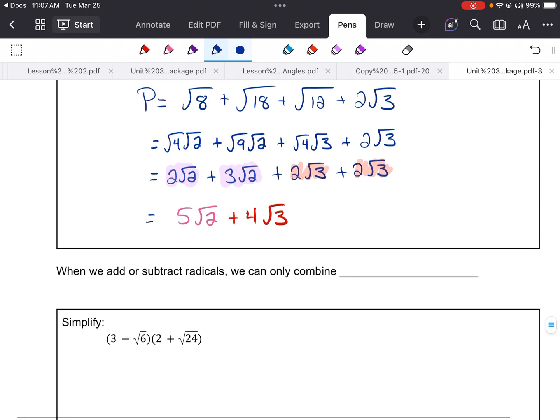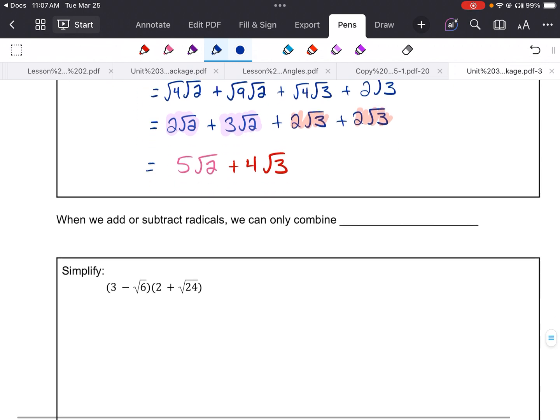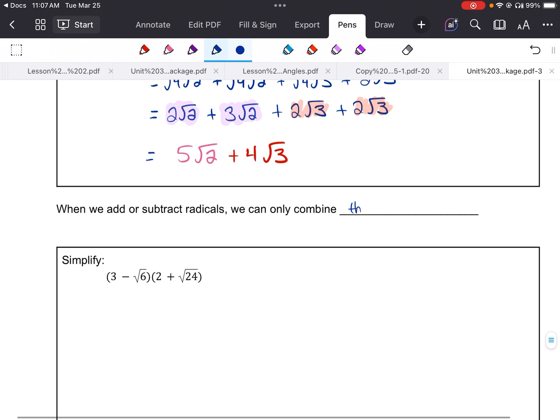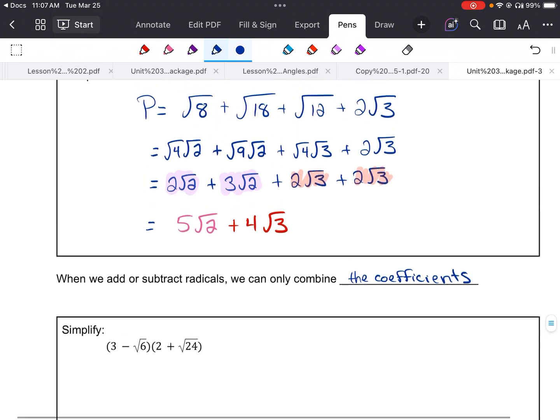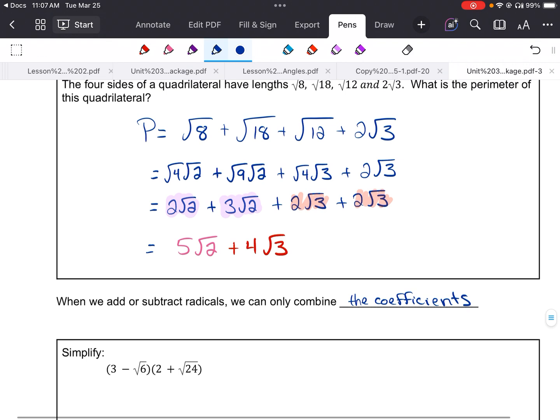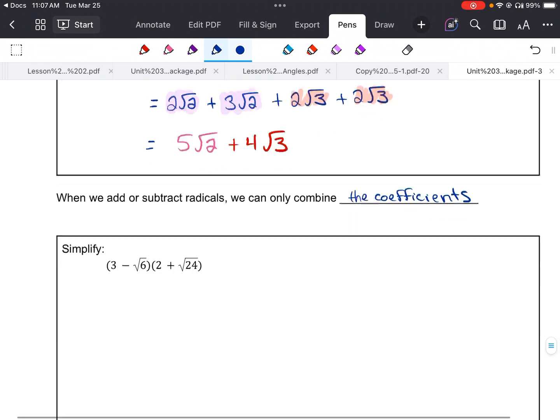When we add or subtract radicals, we can only combine the coefficients. Okay, so you see in the example we just did, the root number stayed the same. When we added root 3 and 2 root 3, it stayed as root 3. Again, this is just like collecting like terms. If you had 2x squared and 2x squared, it becomes 4x squared. You don't change that x squared.